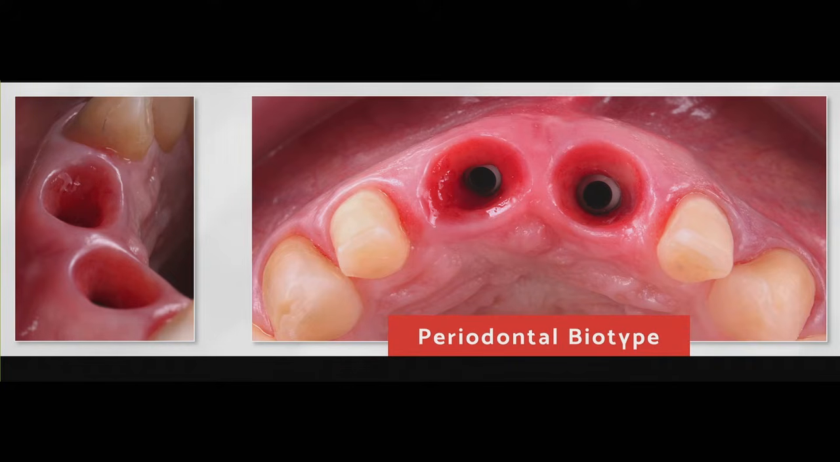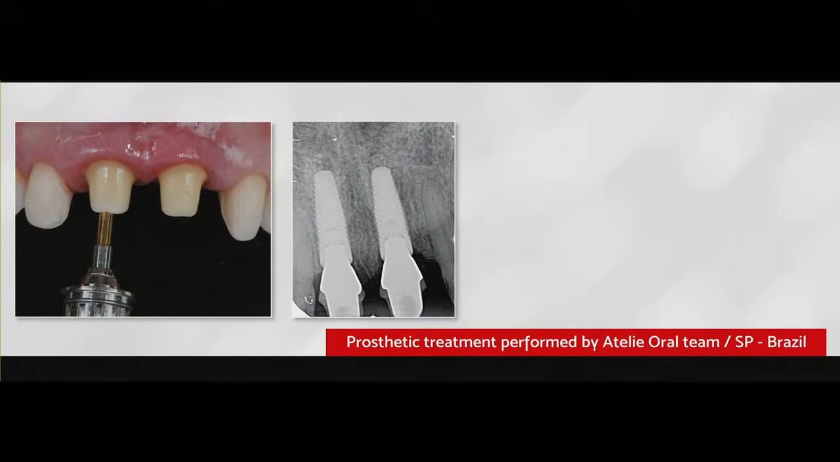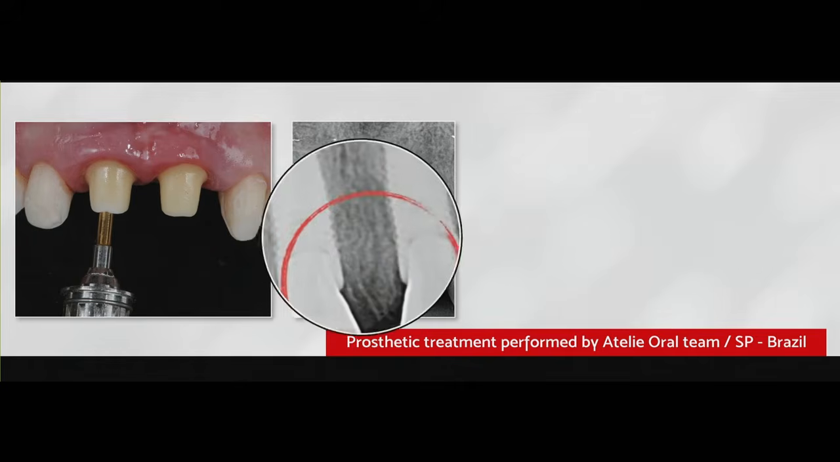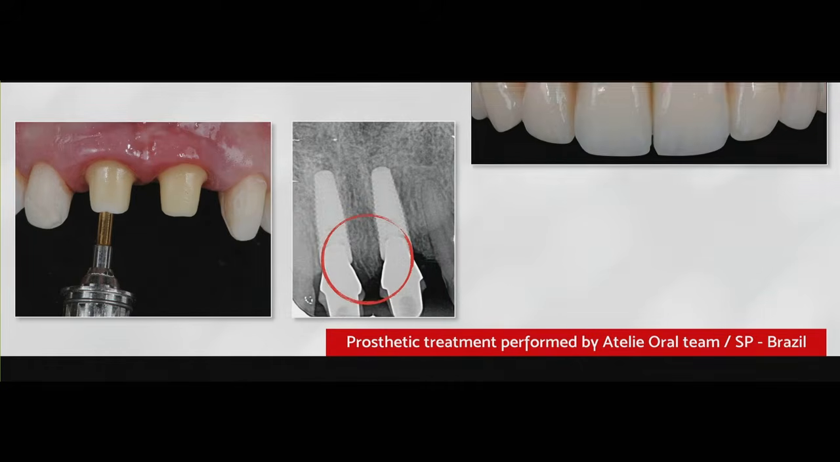Let's evaluate the periodontal biotype. In these two central incisors, we have a thick periodontal biotype around the implants. But in the neighboring teeth, lateral and canine, we have a very thin periodontal biotype. So we took the impression, we made the final abutments, and I want to call your attention that in 4 months, we have the crestal bone completely remodeled, as you can see here, between the implants.